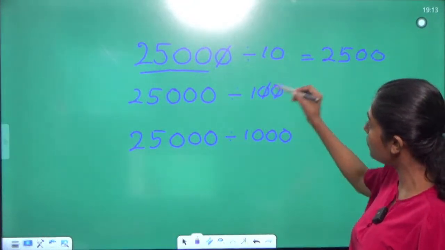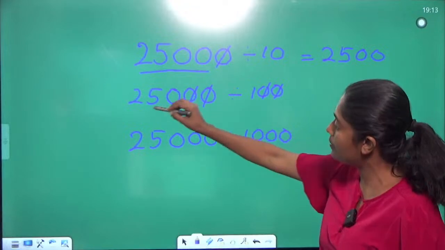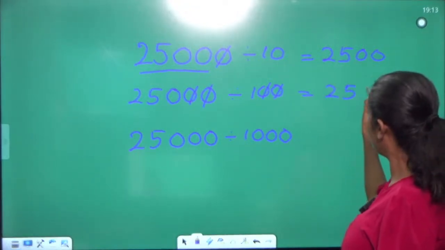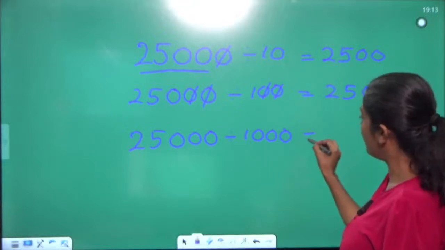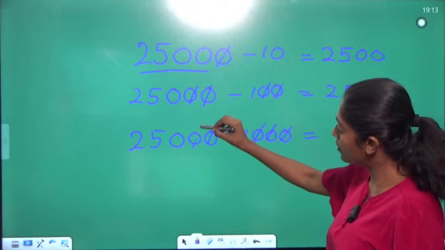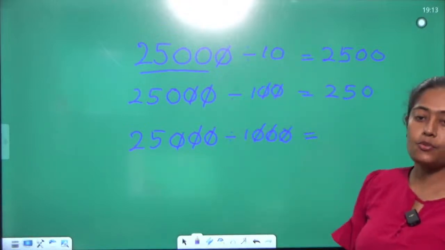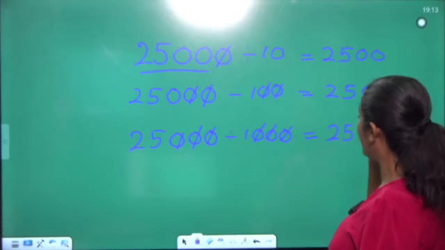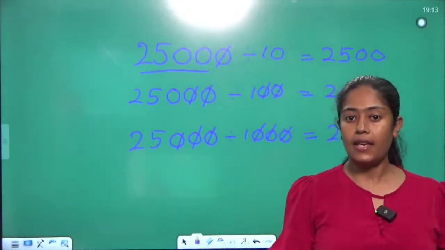So we have to remove 2 zeros. Then the remaining is 250. Yes. Then this one, we have 3 zeros. Then we have to remove those 3 zeros. Then the answer should be 25. Please note down this one as an example.